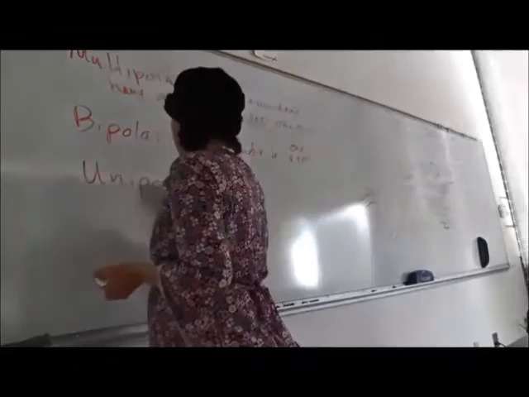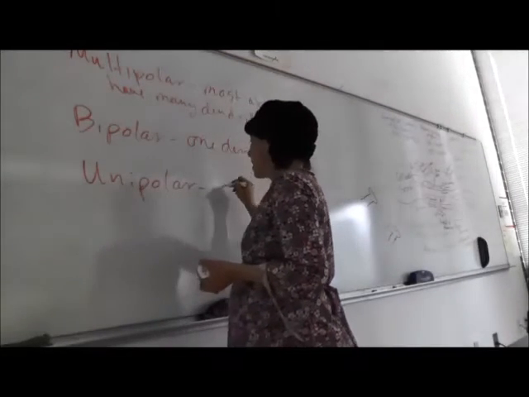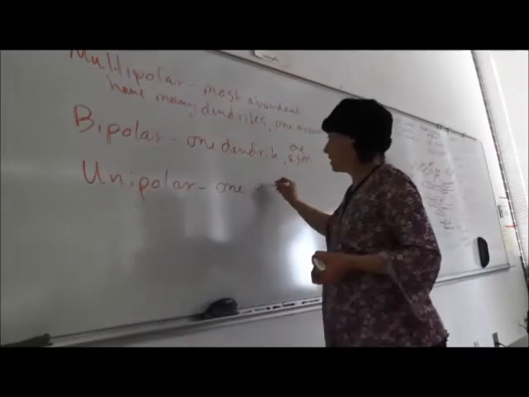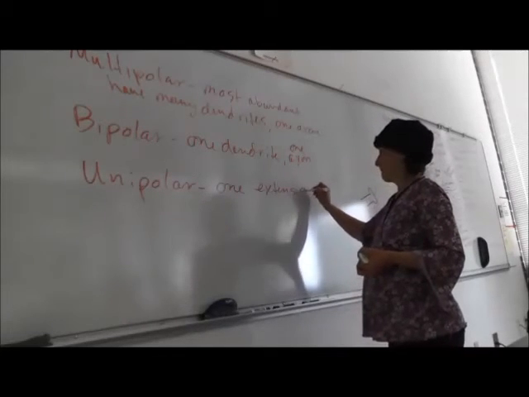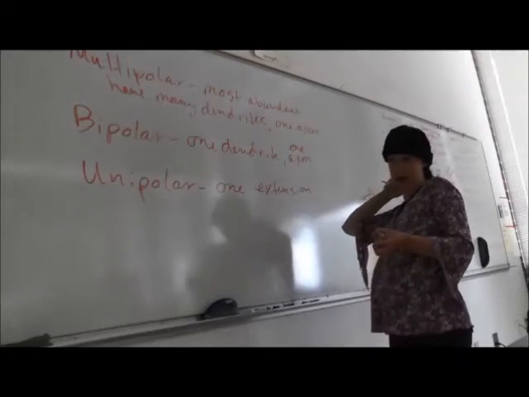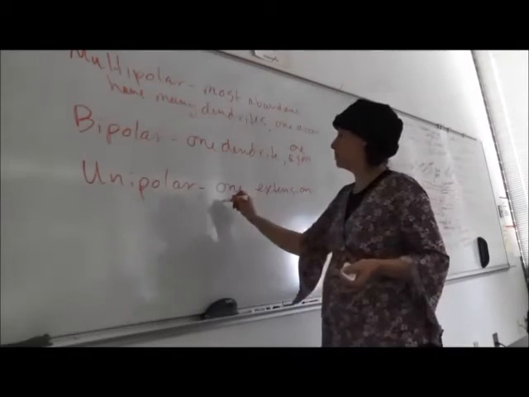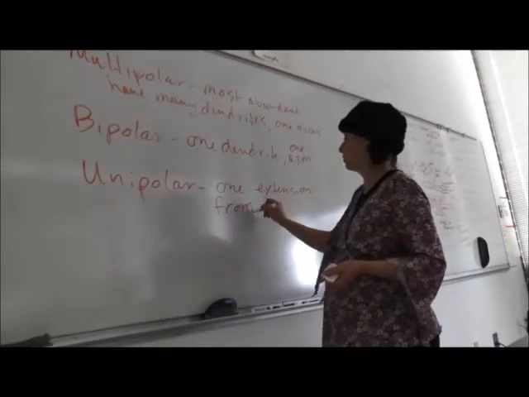And then our last type are unipolar. They just have one extension that's mostly axon coming off of it. So we'll just say for now, one extension from the soma.